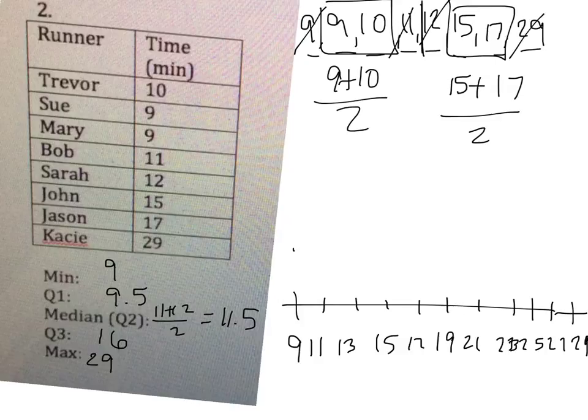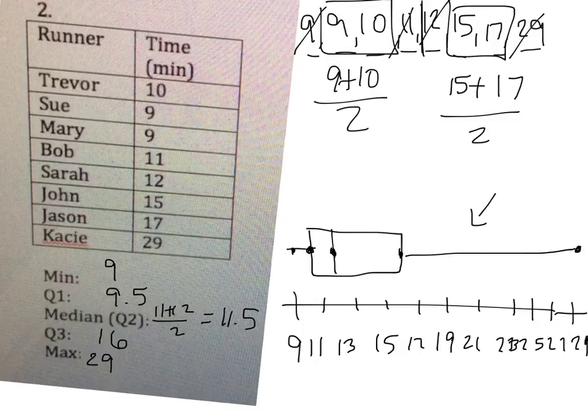My minimum is at 9. My quartile 1 is 9.5. My median is at 11.5. My quartile 3 is at 16. And my maximum is all the way up here at 29. Draw your box around the middle 3, put your line for the median, and connect your whiskers. Now you can see when you have a very long whisker, that's because you had an outlier. And if you look, Casey was your outlier at 29. So that's box and whisker plots.